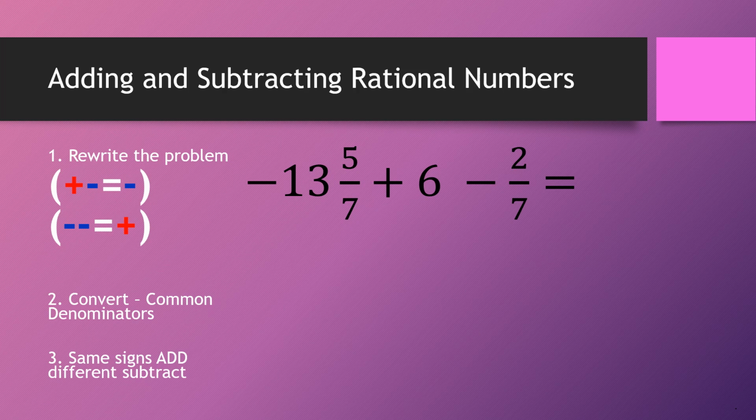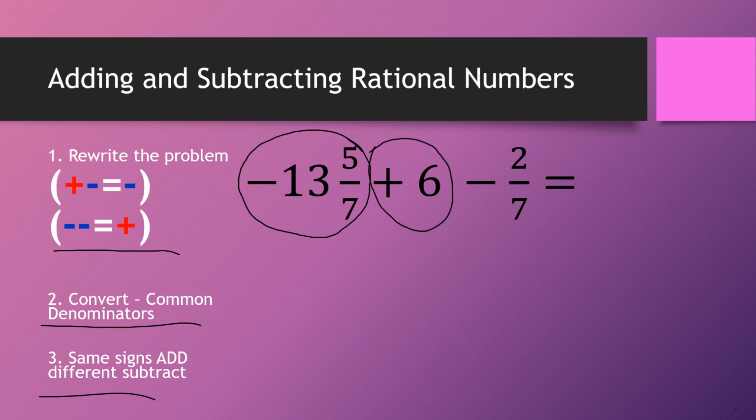So if you have negative 13 and 5/7 plus 6 minus 2/7, we don't need to do the first step, which is rewriting the problem, because I don't see two signs that are next to each other. We also do not need to convert to common denominators right now because I see 5/7 and 2/7, so I'm going to leave that alone. I'm going to jump straight to step 3. It says same signs add, different subtract. I have different signs, so I'm going to subtract.